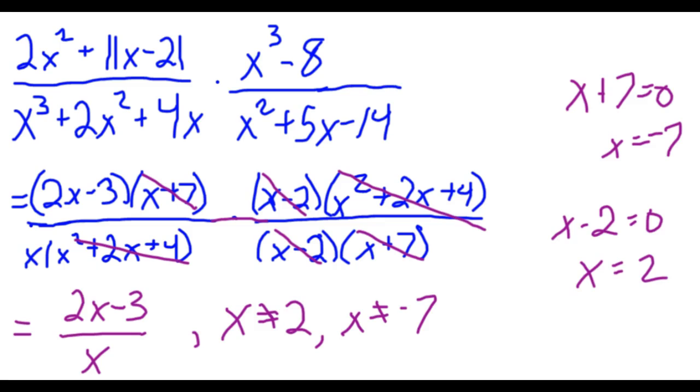So if we used our factoring, canceled out all of those common factors from the numerator and denominator, we can simplify this down to 2x minus 3 divided by x, where x cannot be equal to 2 and x cannot be equal to negative 7. This is called reduced form.